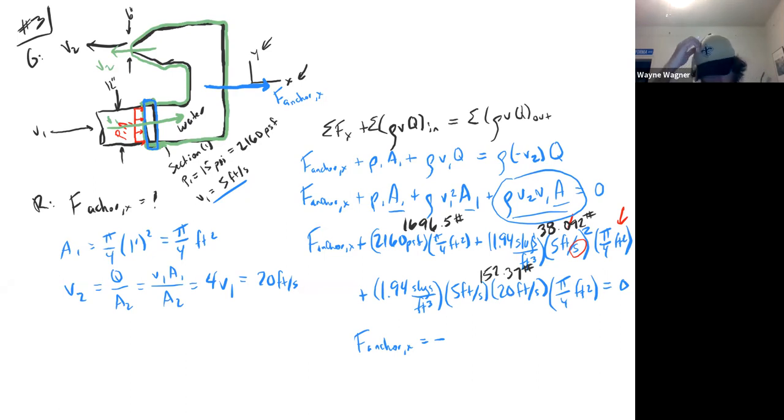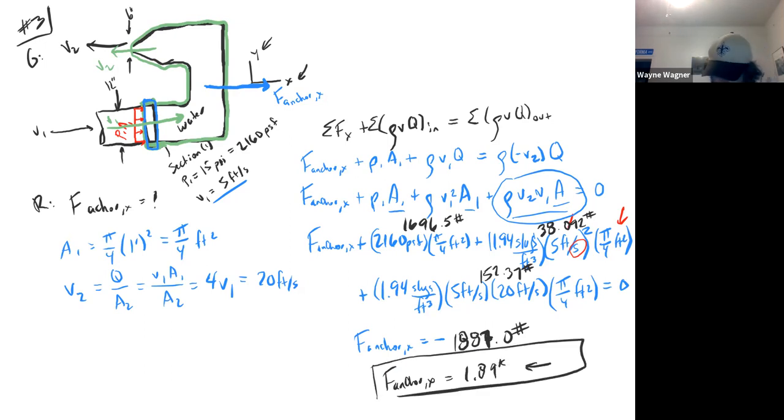Okay, so clearly in this case, the pressure is the dominant term. So negative 1886.7 pounds, F anchor X equals negative, or you know what, let's do it the statics way. All right, I guess 1.89 kips in that direction. Okay, pretty cool. Any questions?